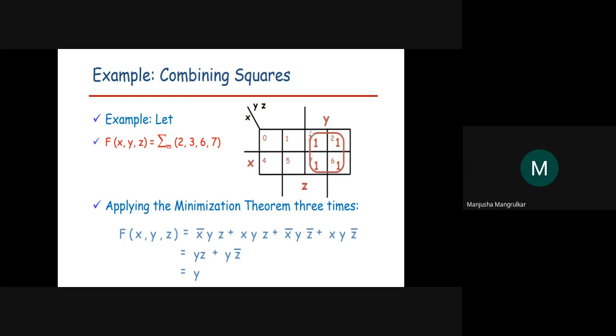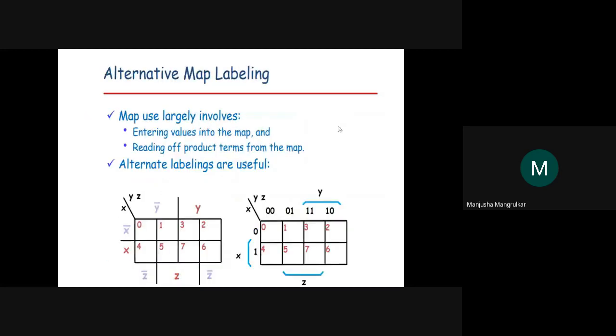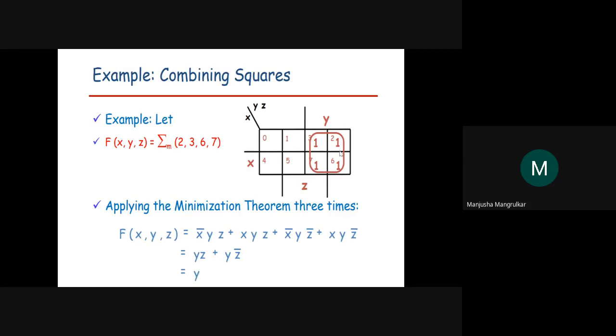If you are grouping these 4, we can see that only z and x are changing, and y is constant here. In this example, this is a group of 4, so only y is a constant. y equals 1 here, z is changing, x is also changing. So the answer is only y. So f of x, y, z is equal to y.